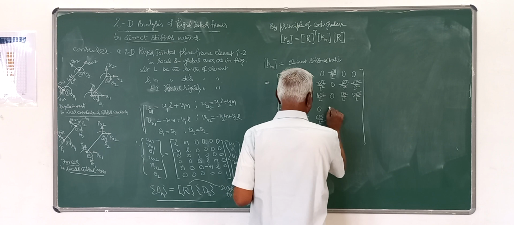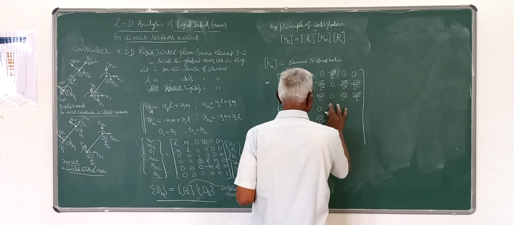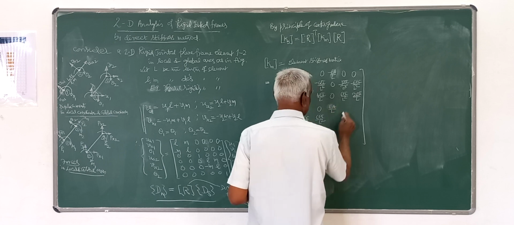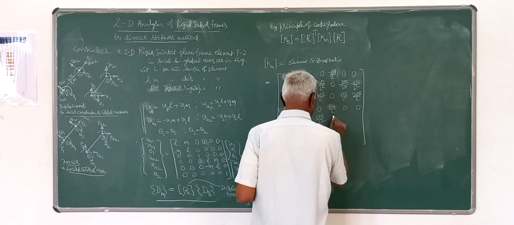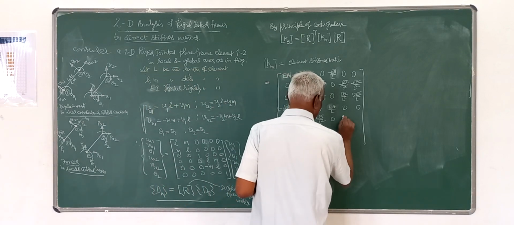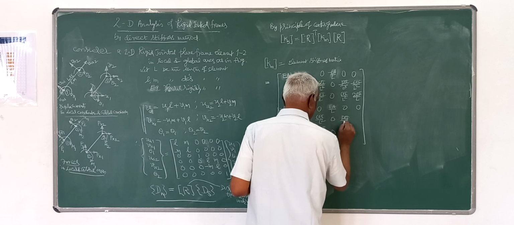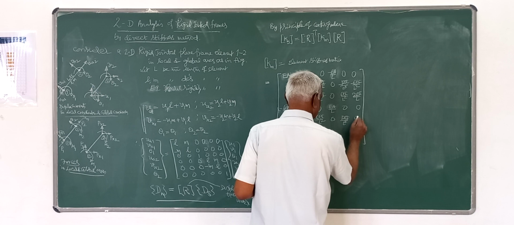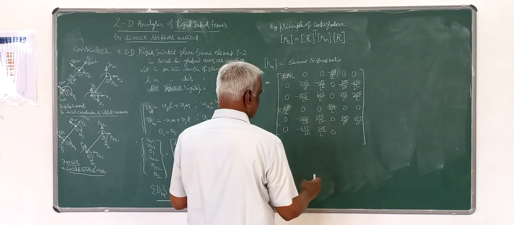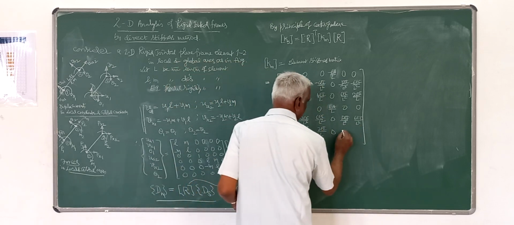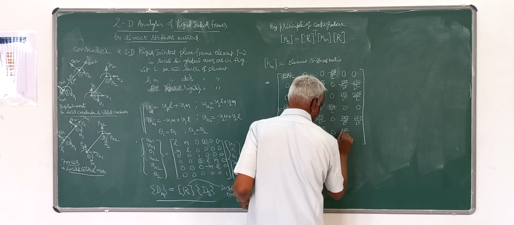Then I have here EA by L, 0, 0, 0, 0. Then I have 12 EI by L cube and 6 EI by L square. This is opposite, and this is 6 EI by L square. This is 6 EI by L square.